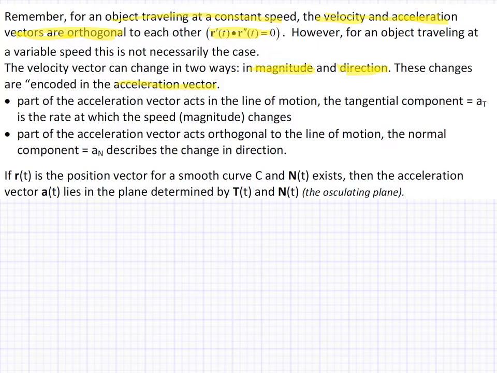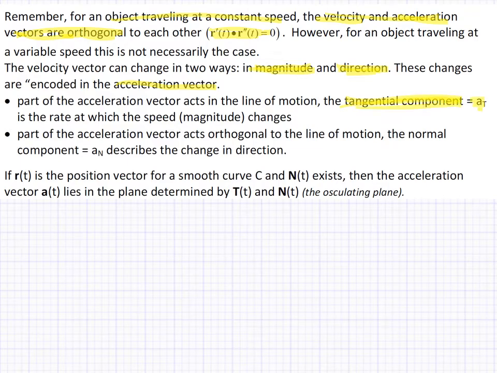Acceleration describes whether or not the speed is increasing or the speed is decreasing, in which case we talk about acceleration and deceleration, and oftentimes we just describe that all as acceleration. But when you often think about how the speed is changing, which again is the magnitude of the velocity vector, acceleration can give us that in one component, and that component we're going to call the tangential component of the acceleration vector.